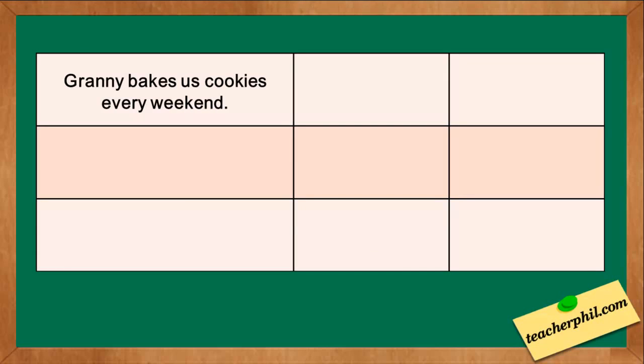The third one, Granny bakes us cookies every weekend. Our direct object here is the cookies. How about the indirect object? The pronoun us.